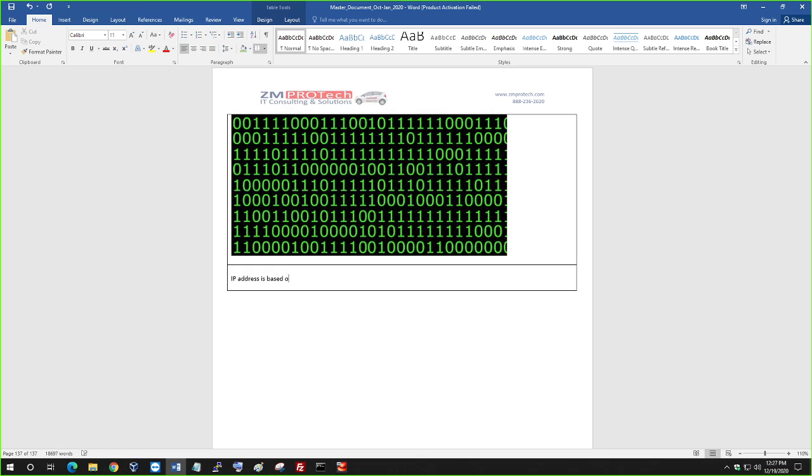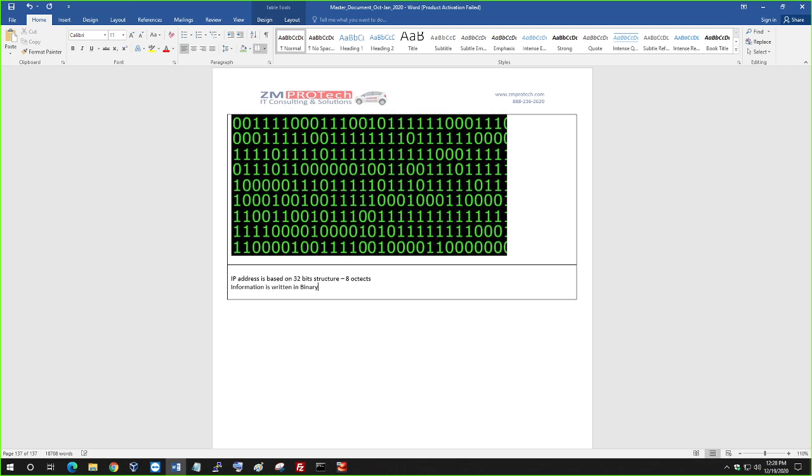Now, based on this binary code, our IP address is based on a 32 bit structure, which comes out to 4 octets, and the information is written in binary. So it's written in zeros and ones. Let's take a look at what it means here.